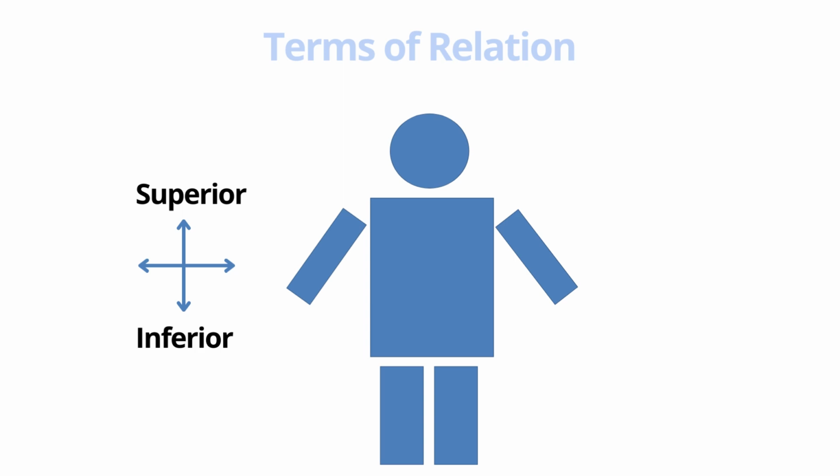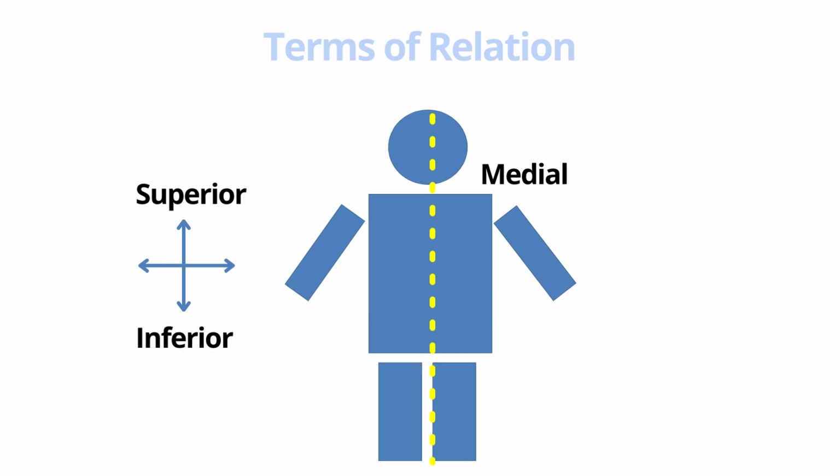We can also describe a structure in relation to the median plane. A structure closer to the median plane compared to another is described as being more medial, whilst the structure further away is described as being lateral. Again, putting that into context, the ears are further away from the median plane compared to the eyes. Therefore, the ears are lateral, and the eyes, being closer to the median plane, are more medial than the ears.